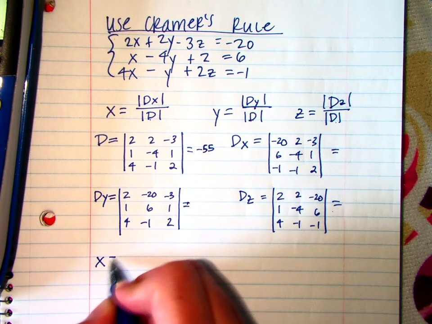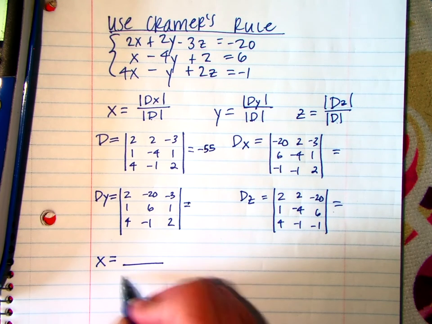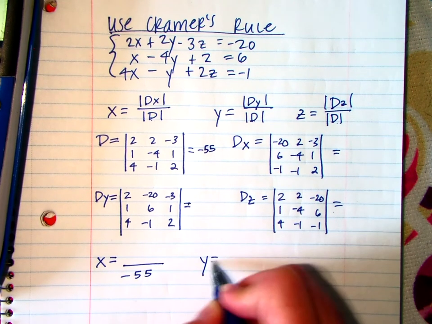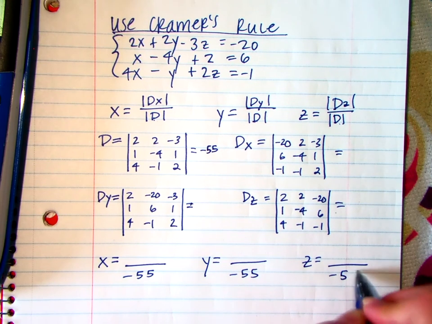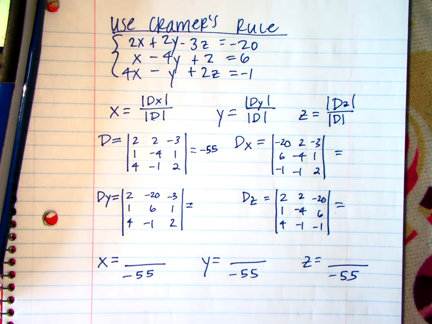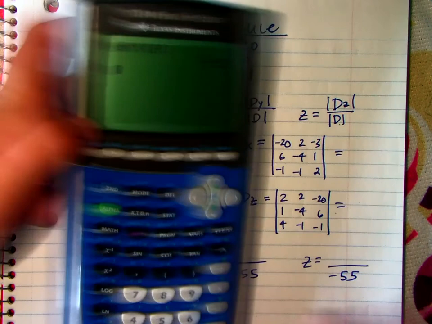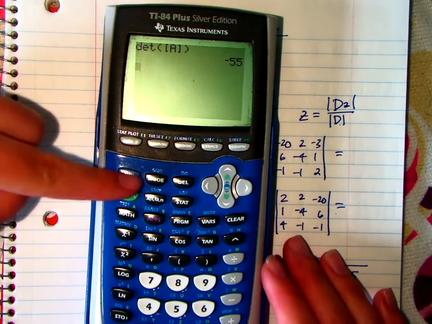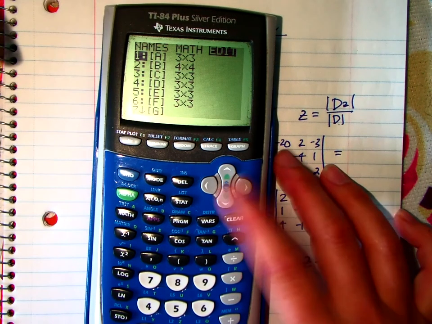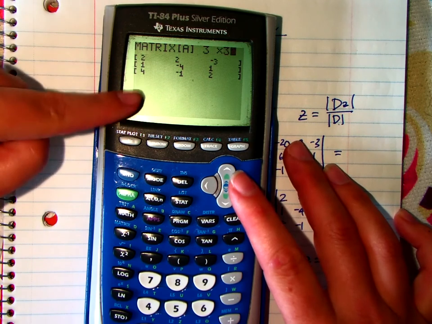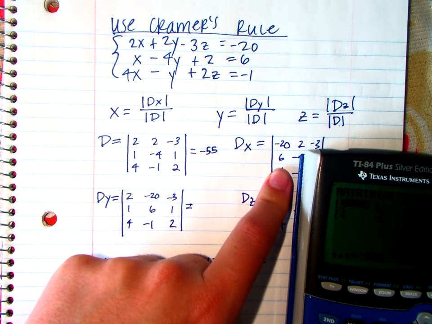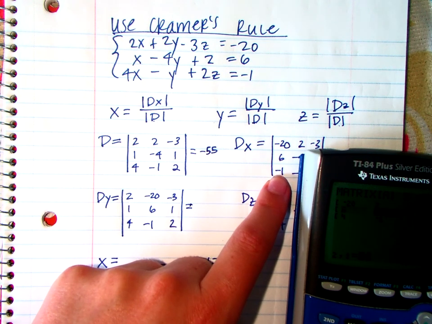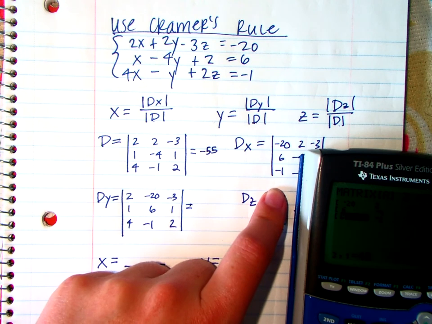So x is divided by -55, y is divided by -55, and z is divided by -55. Now I just need my numerators, right? To find my numerators, I'm going to go back in and put a new matrix in. I can use this 3x3, and this one I'm just going to type in -20, and then 6, keeping everything else the same, and then -1.